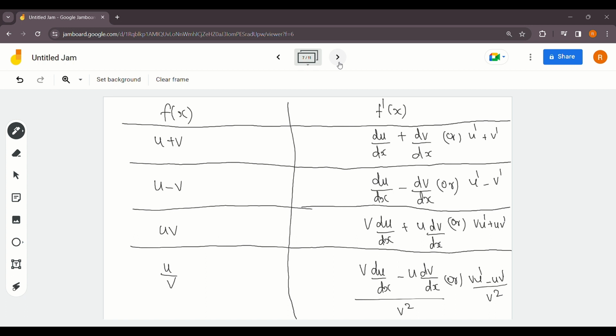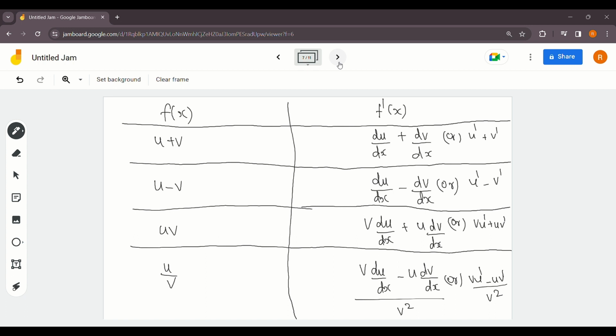First you have to keep the first term as it is, differentiate the second term, and you have to put plus, and retain the second term as it is, differentiate the first term. So it is v du by dx plus u dv by dx. It can also be written in the reverse order, like u dv by dx plus v du by dx, or v u dash plus u v dash.